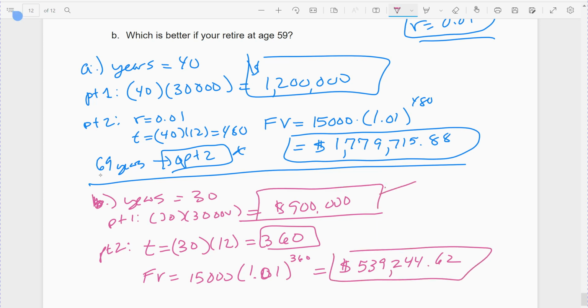In this case, you want to go with option number 1. Alright, so if you retire sooner, you're going to go with option 1. If you retire later, you want to go with option 2. So again, you have to make the decision early.